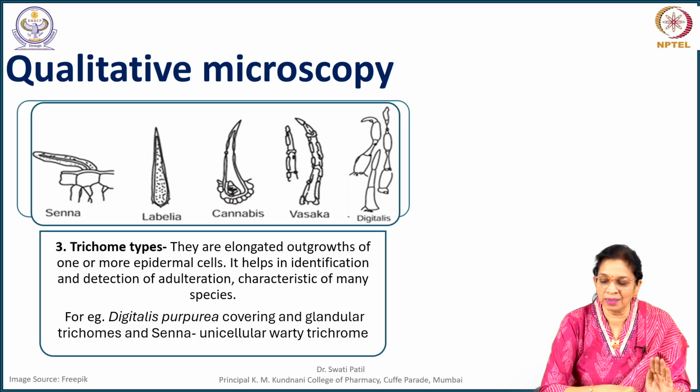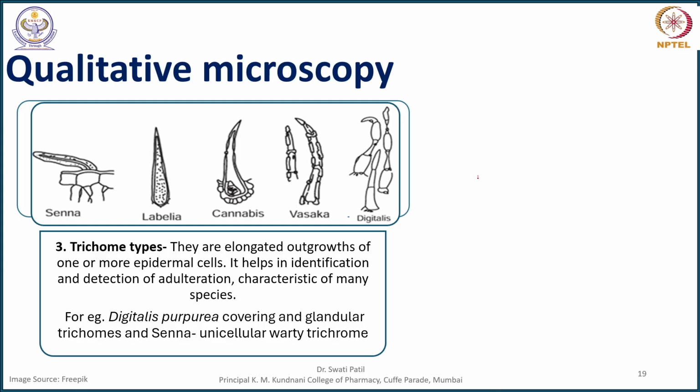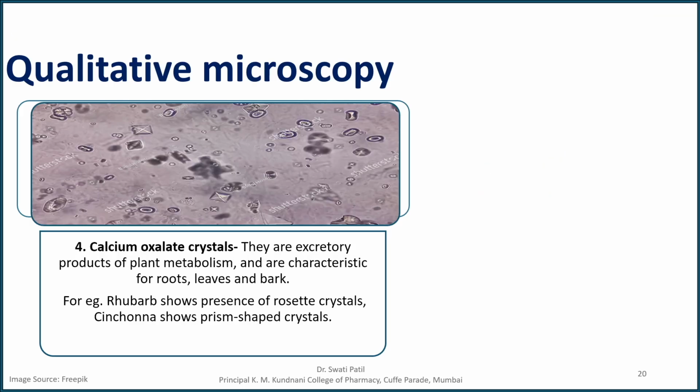Digitalis has a glandular trichome with a stalk. So, you can see such kind of glandular trichome in case of digitalis. Vasica has a sessile glandular trichome like this. So, we can identify two different types of leaves depending on the kind of trichome, whether it is unicellular, multicellular or covering. Different kind of calcium oxalate crystals are present.